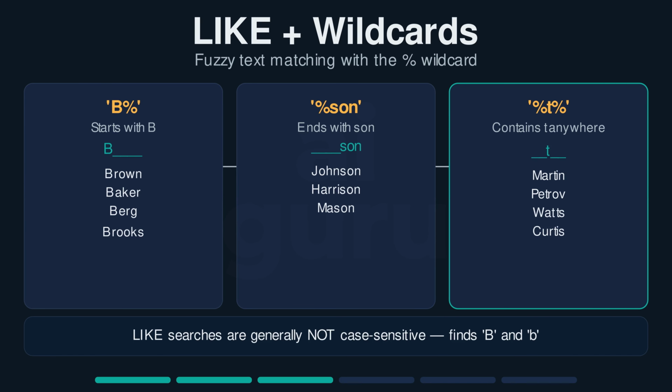If I want to find all customers whose last name starts with B, I would write WHERE last name LIKE 'B%', because I'm saying it must start with a B, and after that, well, I don't care what comes next.